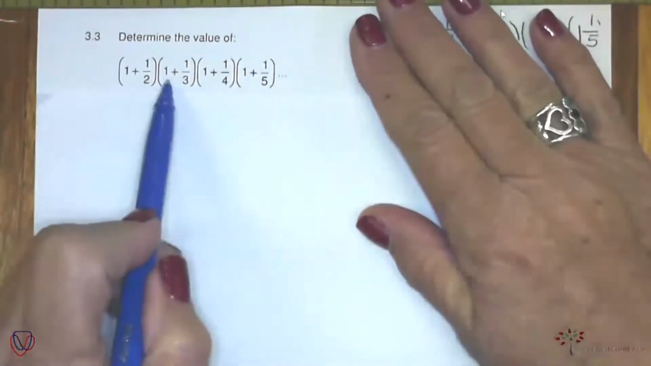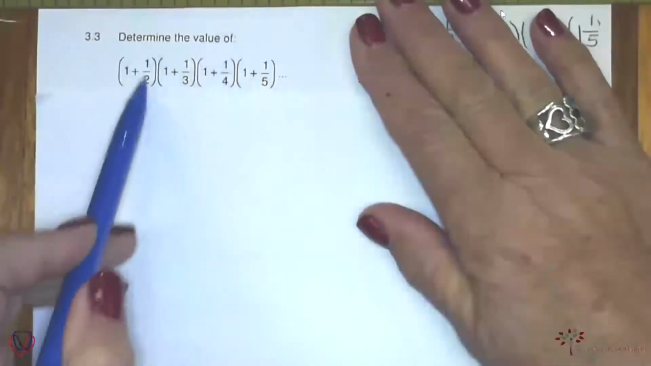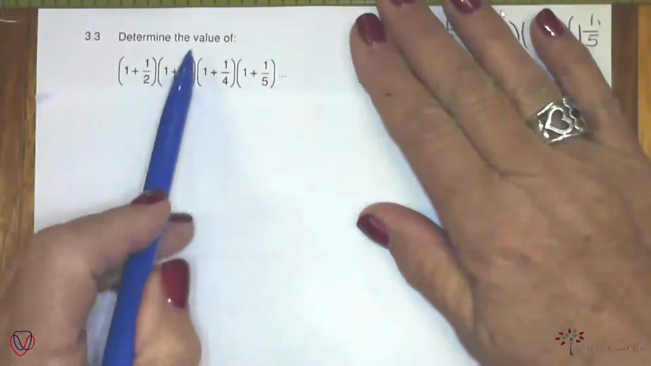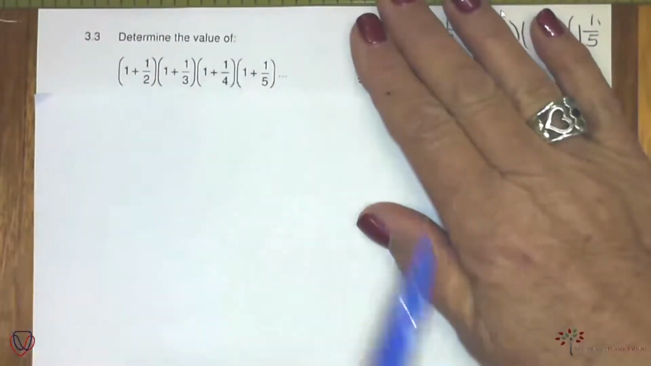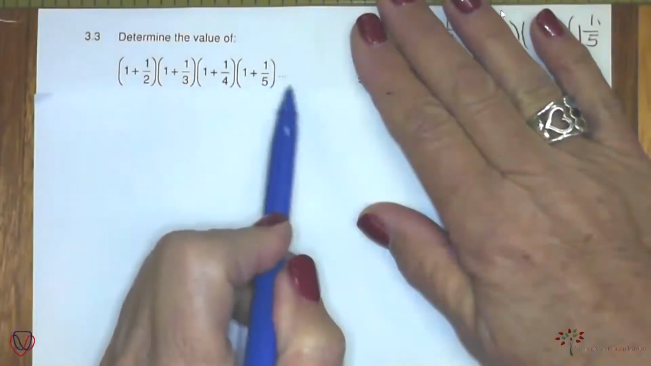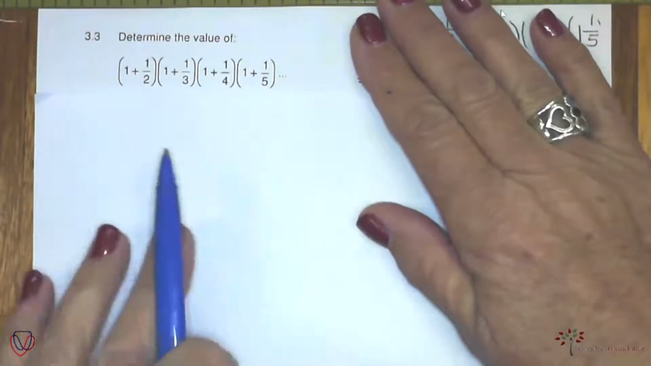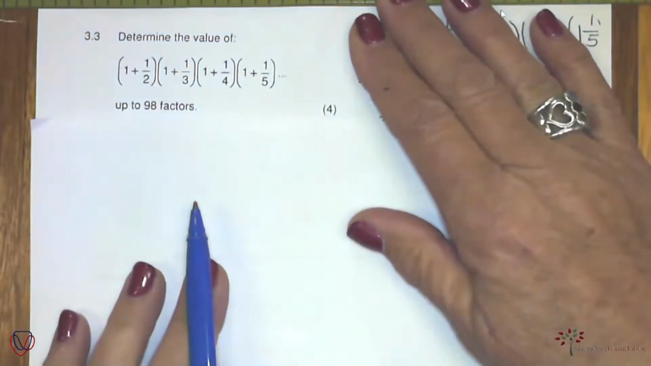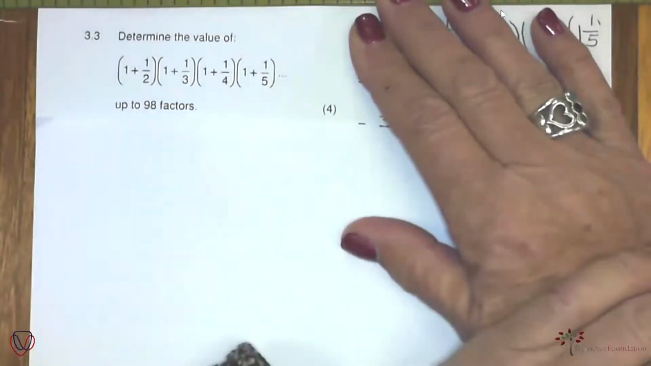You must multiply all these numbers: 1.5 times 1 1/3 times 1 1/4 times 1 1/5. The next one will be times 1 plus 1 over 6. Can you see that? Now the question here is, determine the value of this product up to 98 factors.